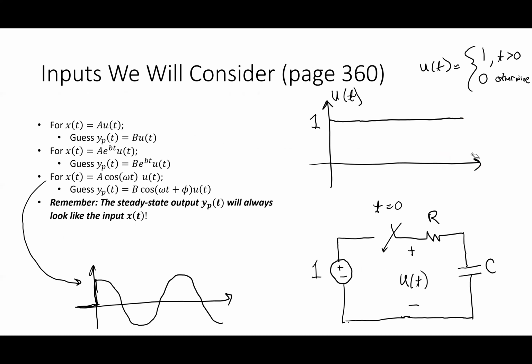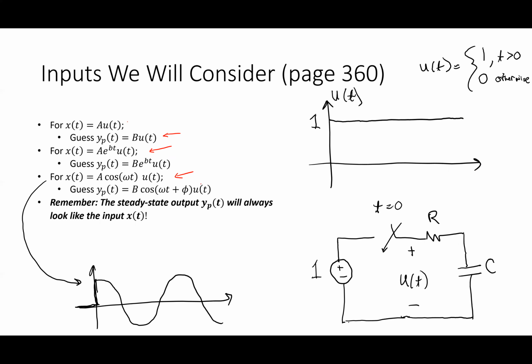So what we talked about is, I'm going to have three different types of inputs that I'll consider in this class. Probably the most common types of inputs for any real physical system: I have a constant, I have an exponential, or I have a cosine. The important thing is, if my input is a constant, my output is a constant. If my input's an exponential, my output's an exponential. If my input's a cosine, my output's a cosine. In other words, the input and the output have to look like each other.